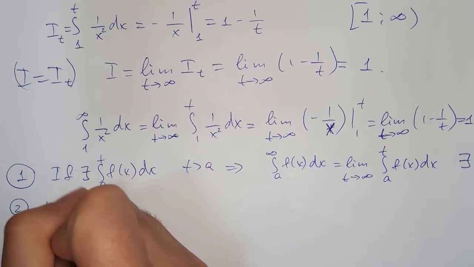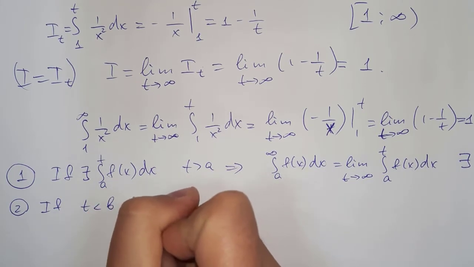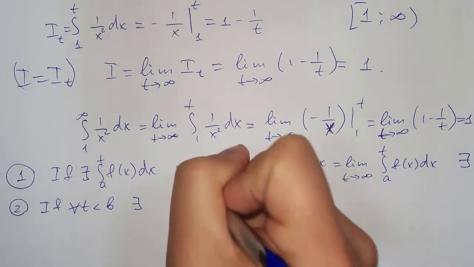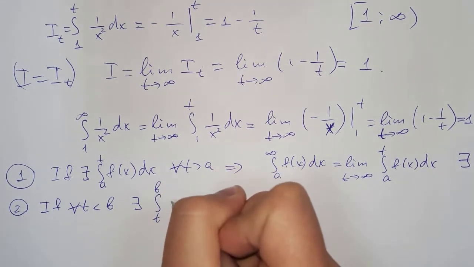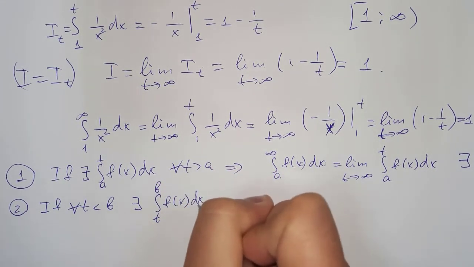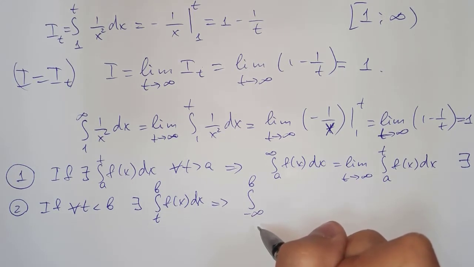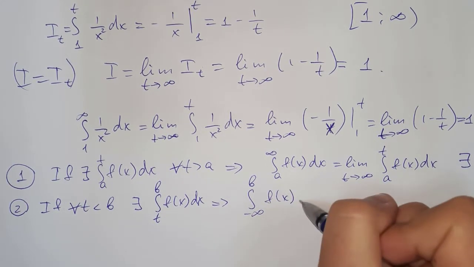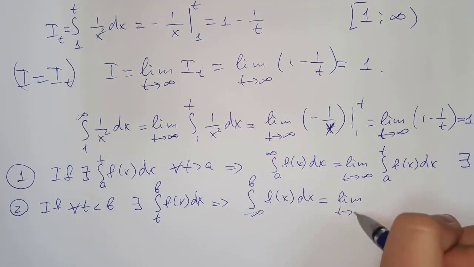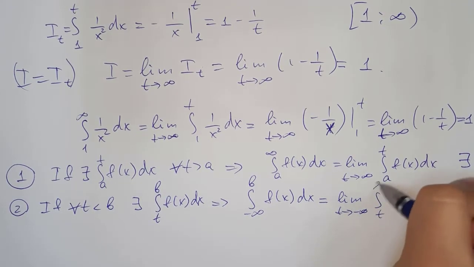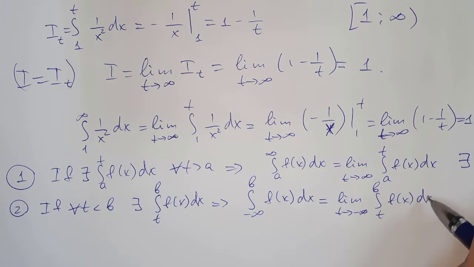So the second one: if the integral from t to b of f of x dx exists for every t less than b, then the integral from minus infinity to b of f of x dx, where minus infinity is in the lower bound, equals the limit as t tends to minus infinity of the integral from t to b of f of x dx, provided the limit exists and is finite.